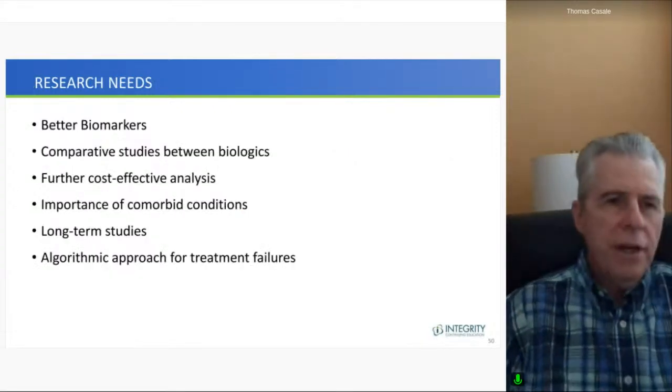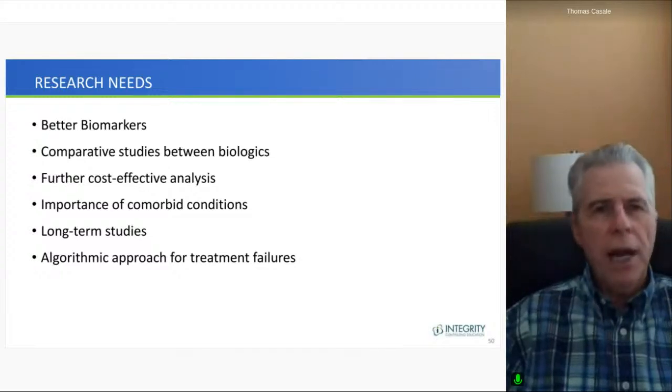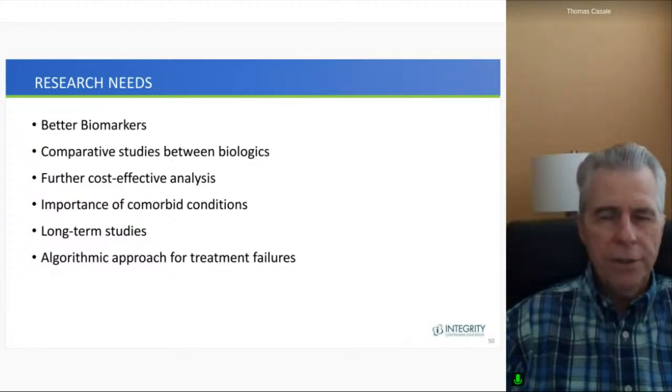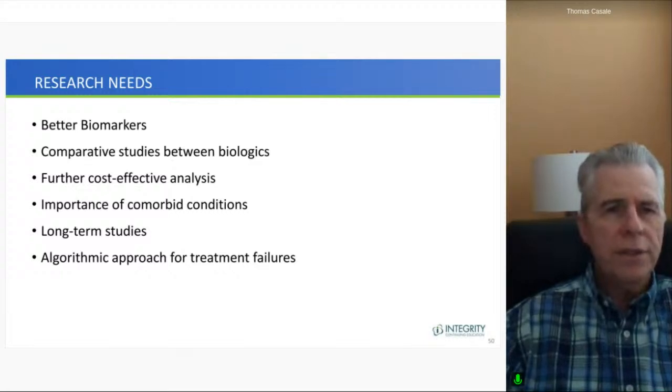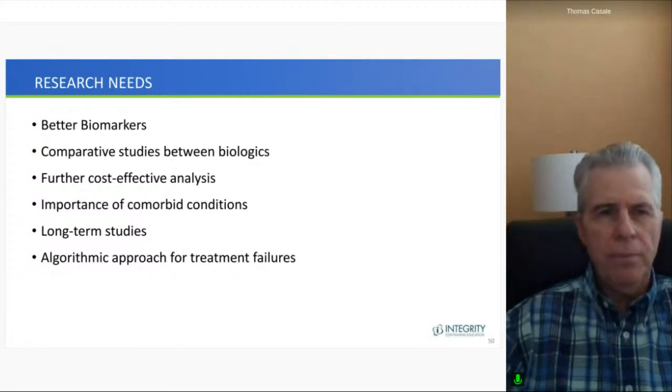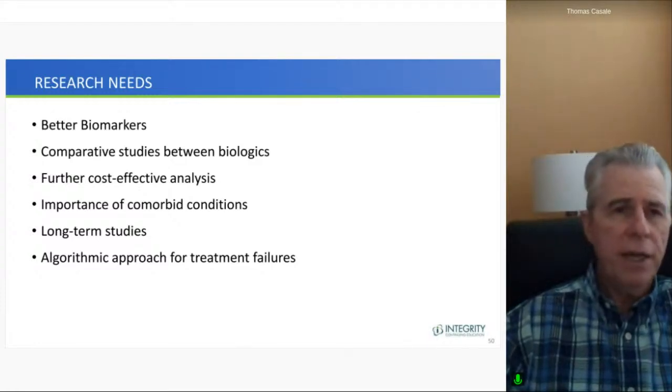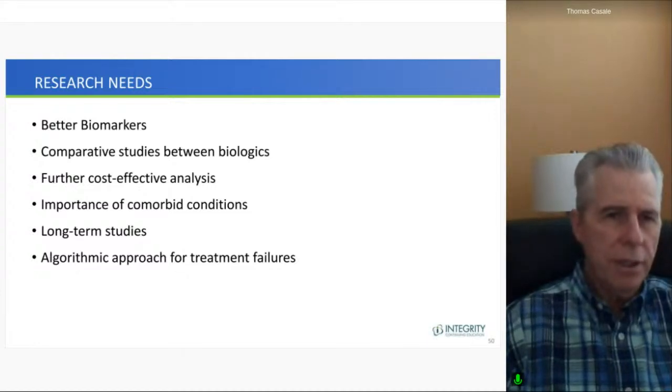Well, we're not there, but we do have much better options than we did many years ago. But what we need are better biomarkers. We need better biomarkers to predict who is the best candidate for a biologic and which biologic. But we also even need better biomarkers to predict who might be a better candidate for surgery.